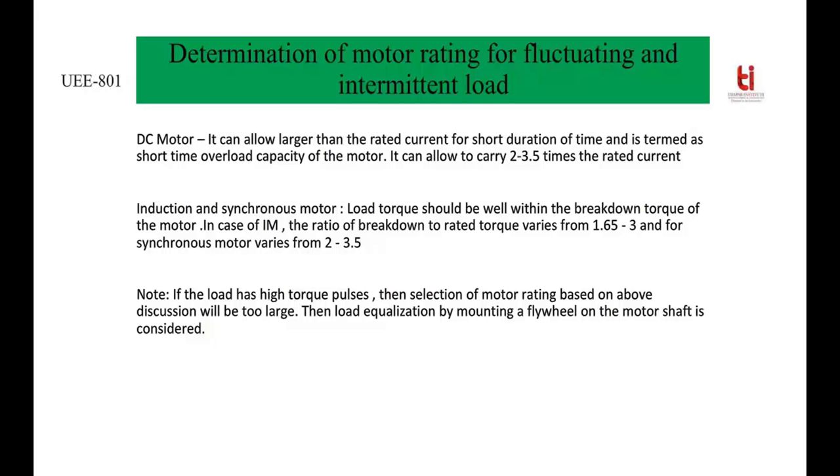Similar cases are applicable for induction and synchronous machines. But here it should be noted that the load torque should not be more than the breakdown torque of the machine. In an induction machine, the ratio of breakdown to rated torque generally varies from 1.65 to 3, and for a synchronous machine it is 2 to 3.5. It should also be noted that if the ripple across the load is too much, that means the peak to peak difference is large, so that for some duration the load is very high and then reduced, then this approximate method is not suitable.